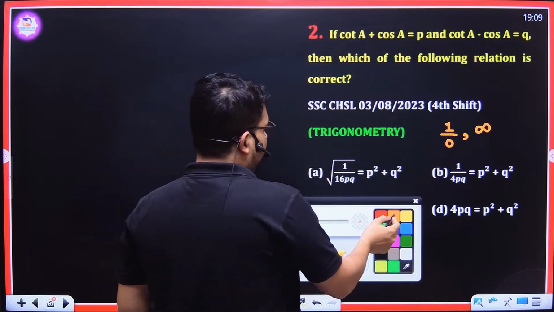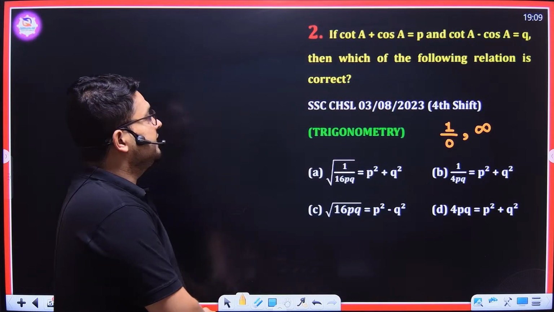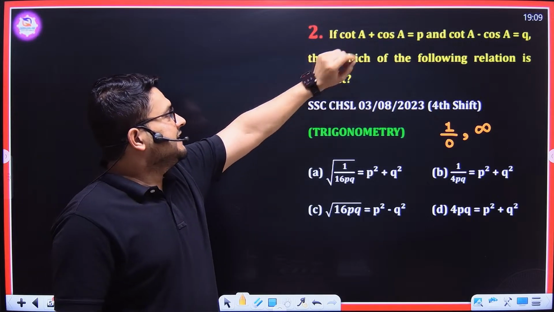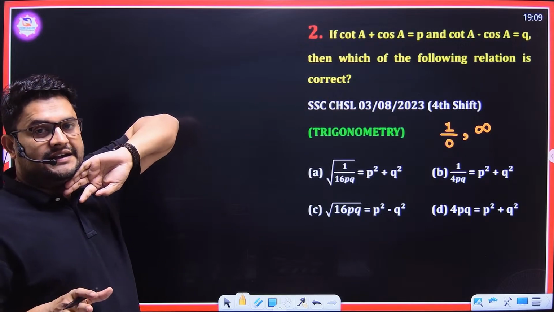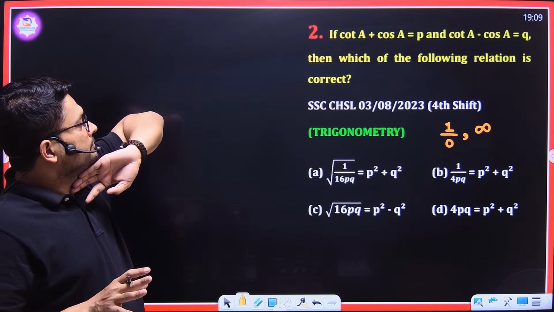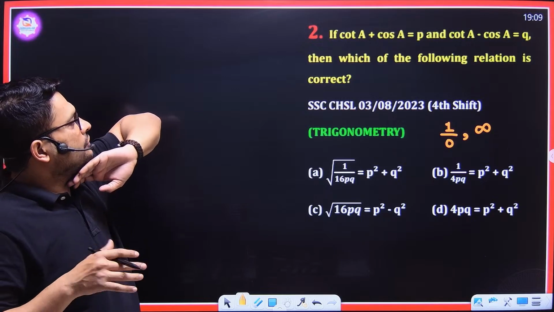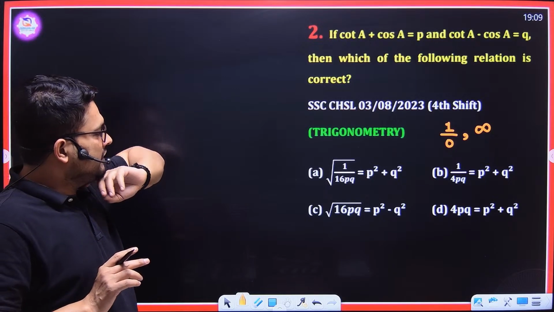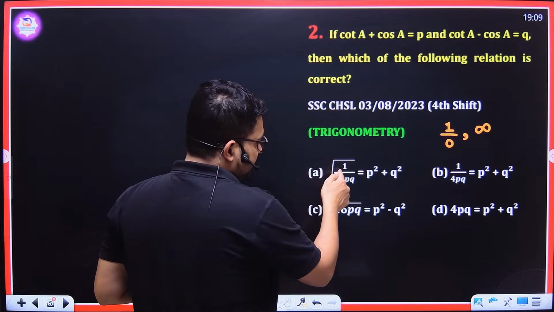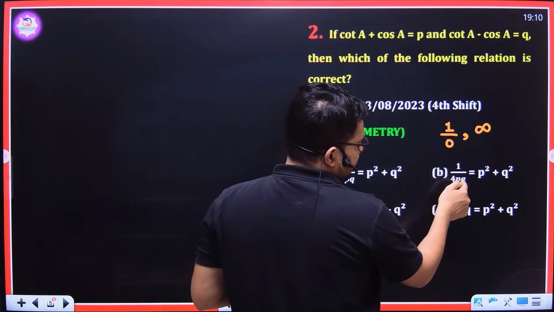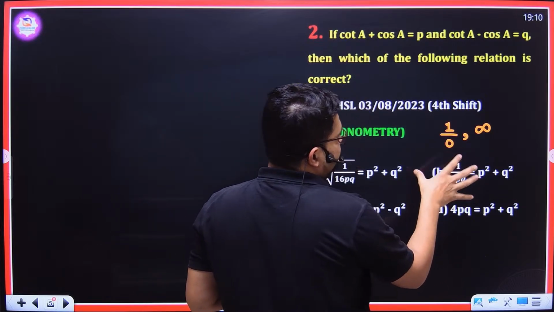Can I put A equal to 90? If I put A equal to 90, then cot 90 is 0 because it is cos upon sine, and cos 90 is 0. So P equal to 0. If P equal to 0, then in my option I have 1 upon 0, which is not defined.